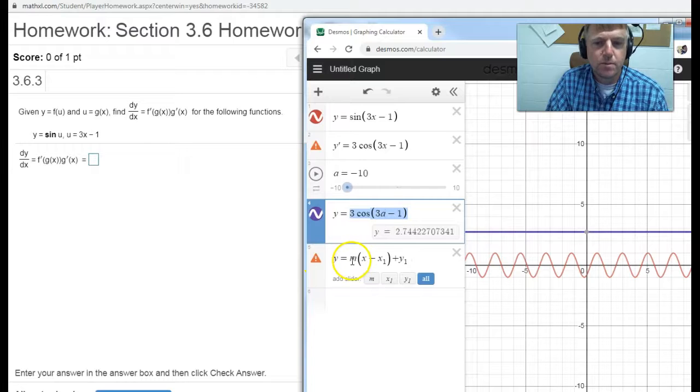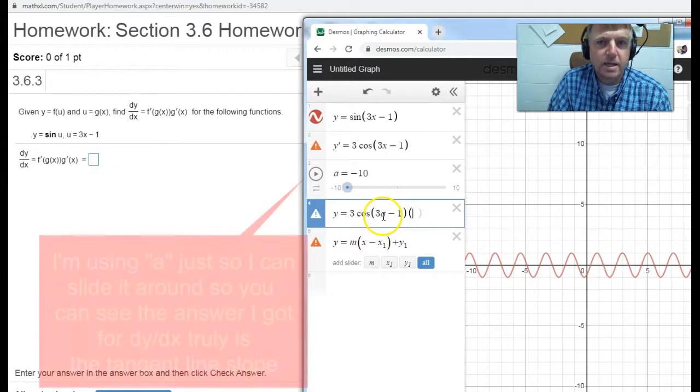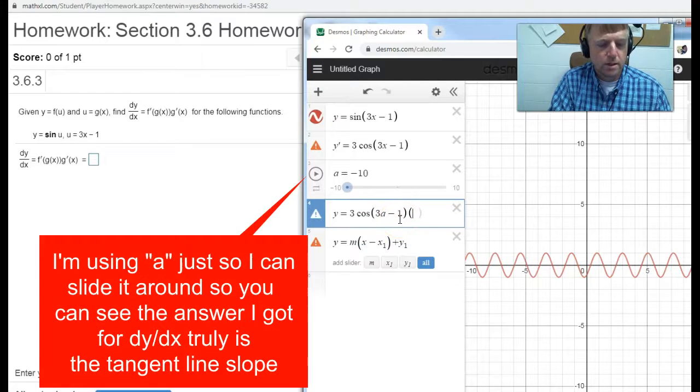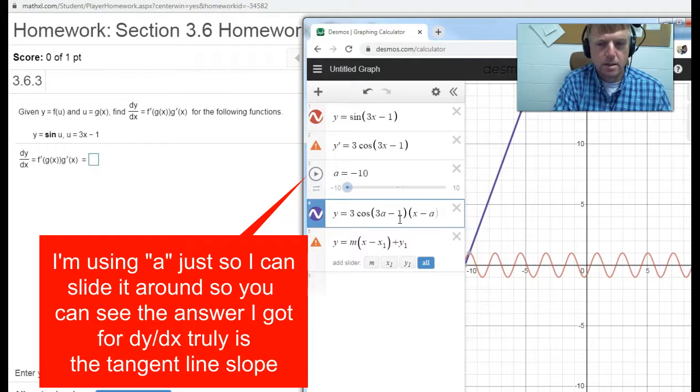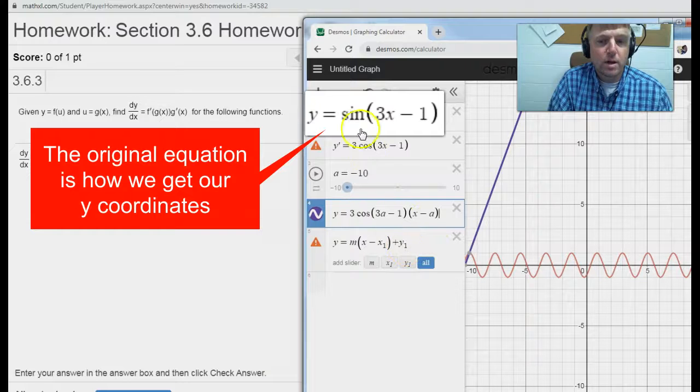This is the m. All right, x minus x1. I'm using a as the x coordinate, the known point. So I'm going to put x minus a. All right, and then plus y1. y1 is the y coordinate, this thing, when I plug a into it.